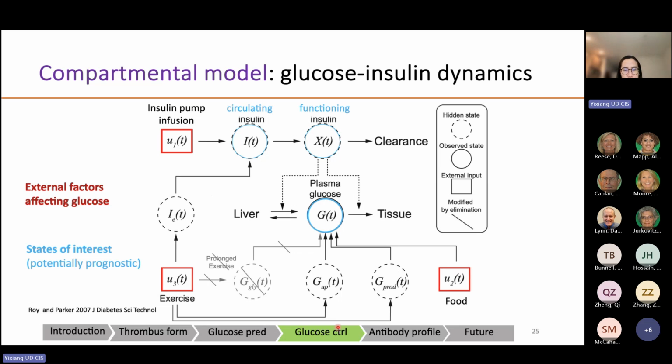So this is a brief diagram for the compartment model that I'm interested in, because it incorporates factors like exercise and food intake, as well as the insulin pumps that I'm trying to prioritize in the model development. And then the observable state of interest will be glucose, as well as the unobservable circulating insulin, or functioning insulin, as I termed it.